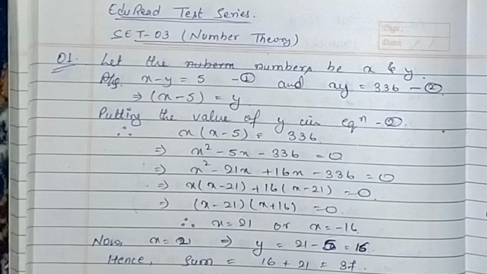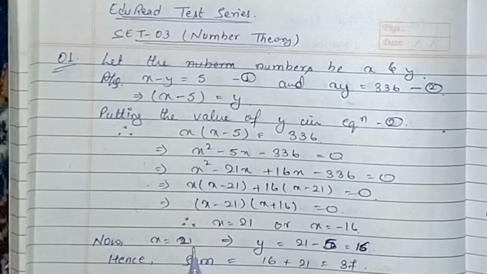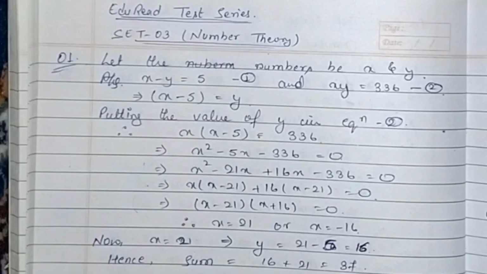Our first question asked us to find the sum of the two numbers. So accordingly, we have found the two numbers, which are 21 and 16. After that, we have made the sum, which is 16 plus 21, which gives 37. So our answer will be 37 for the first question.